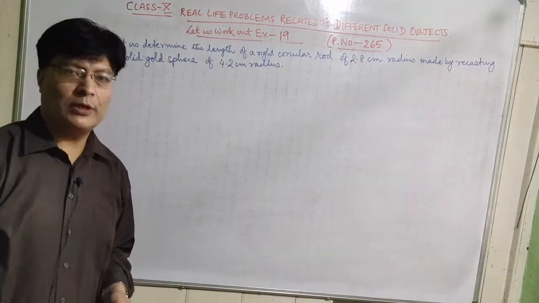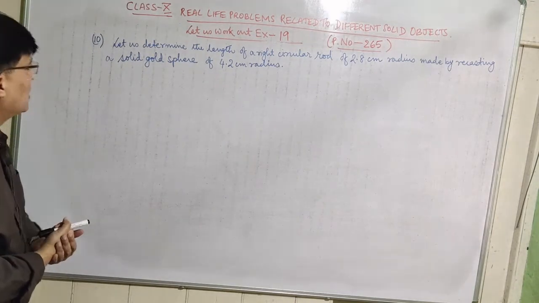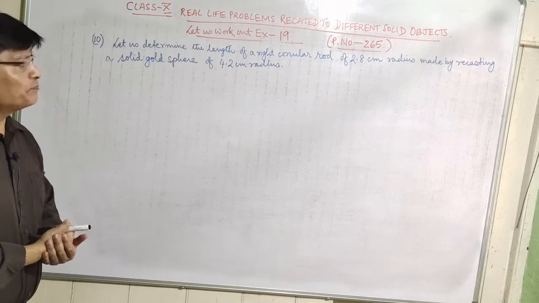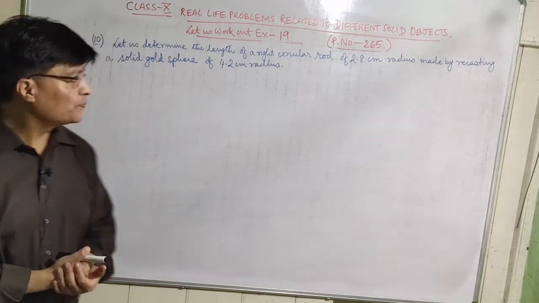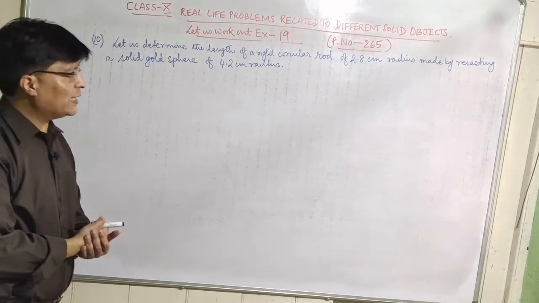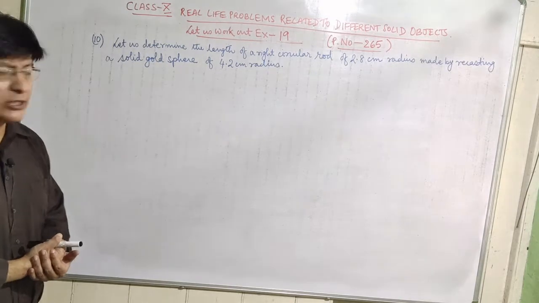So now we'll do question number 10. The question number 10 here is, let us determine the length of a right circular rod of 2.8 centimeter radius made by recasting a solid gold sphere of 4.2 centimeter radius.